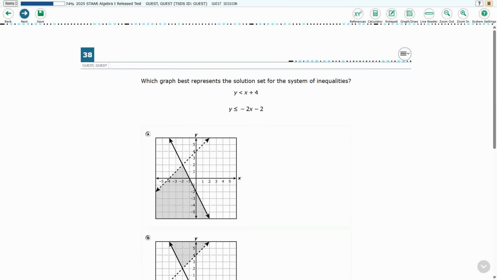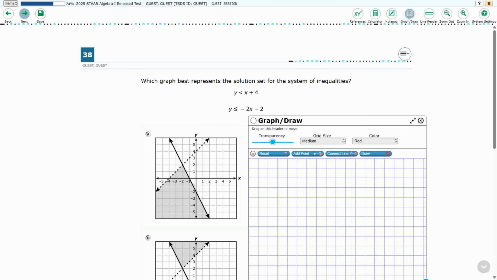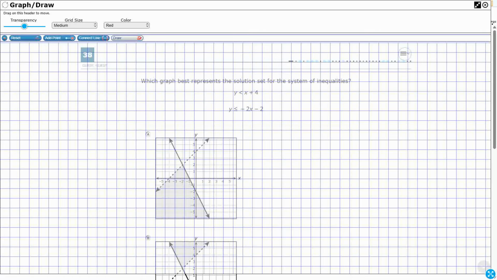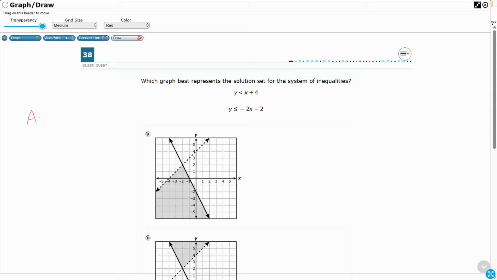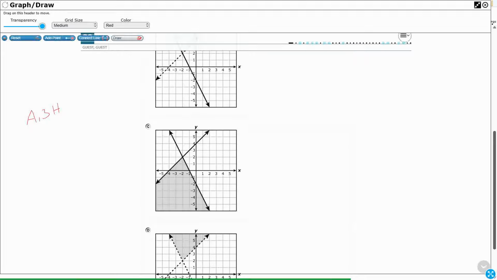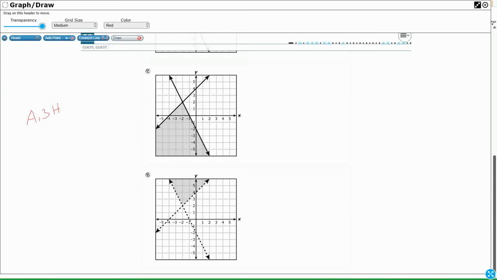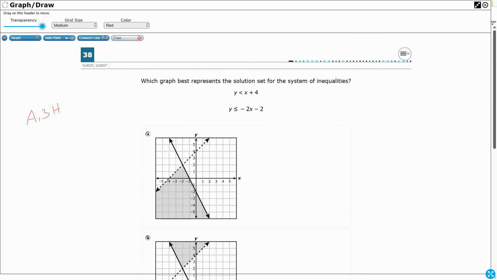38. We are looking at solutions for systems of inequalities. This is A.3H. All right, and so we are going to have some graphs here. We got two different inequalities. And so let's take a look at our possibilities here, because we can go ahead and get rid of two of them just by looking at the line.